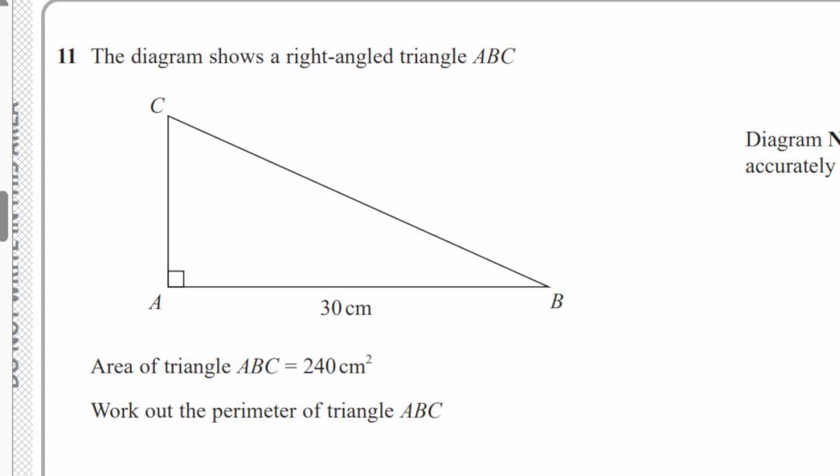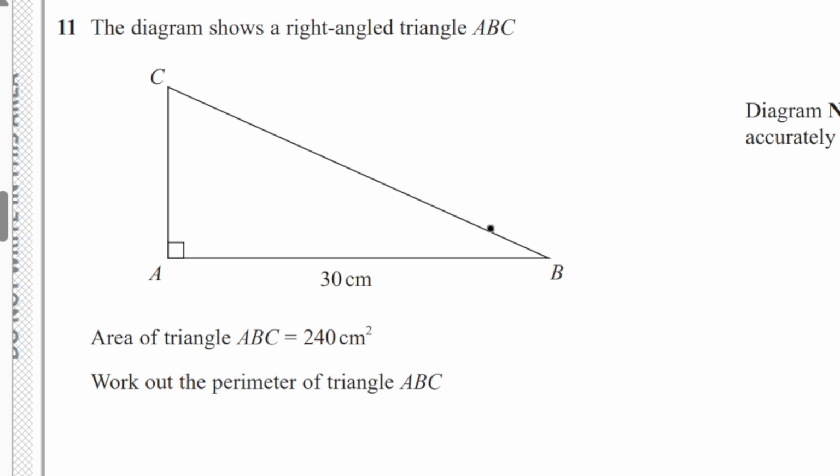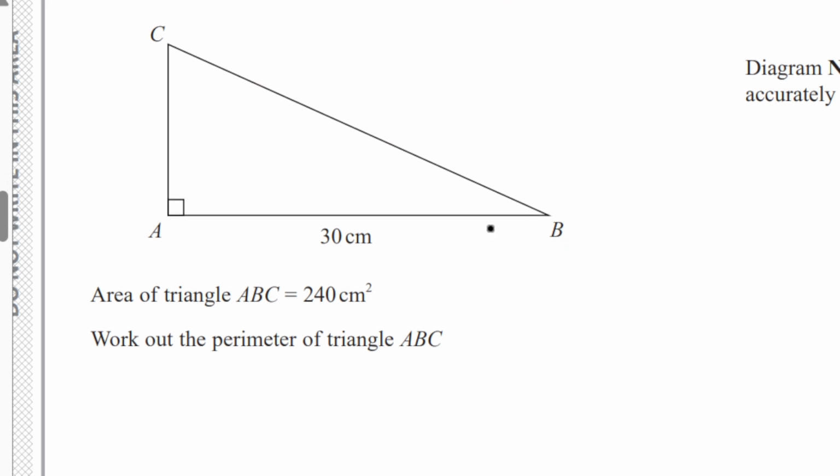Question 11 is 4 marks. The question gave you this triangle and they told you the area of this triangle is 240. Work out the perimeter of the triangle. You can pause the video and try it yourself.